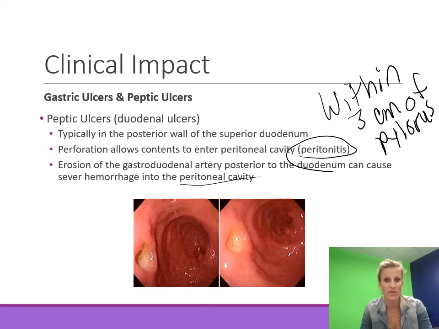Just like we saw when there's a posterior wall gastric ulcer that eats away or erodes away at the splenic artery. Both of these can end up bleeding into the peritoneal cavity. This is not common though. Perforation of the duodenum is not common.